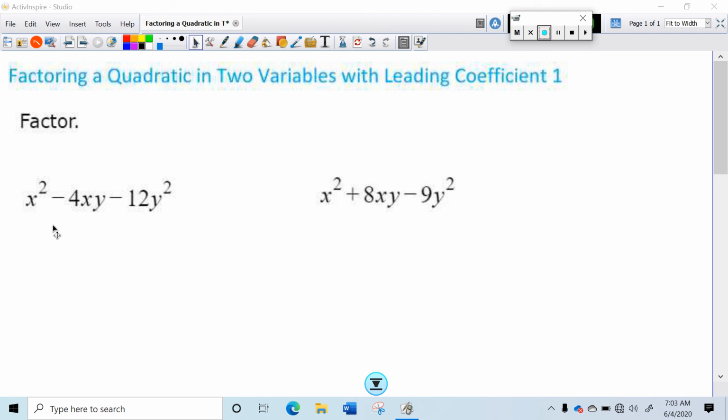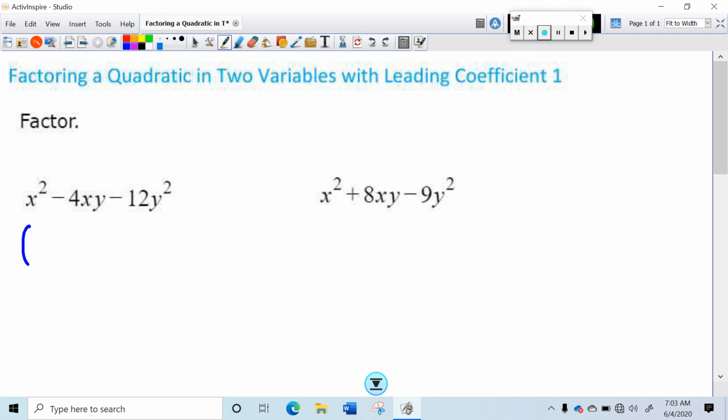So the next thing you check is whether the first and last term are perfect squares. Well, x squared is definitely a square, but 12 is not. The square root of 12 is not perfect, so it's not a perfect square trinomial. Now you look in front of x squared. There is no number in front of x squared.